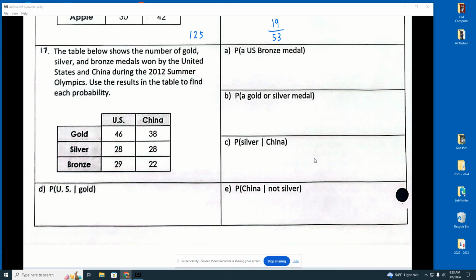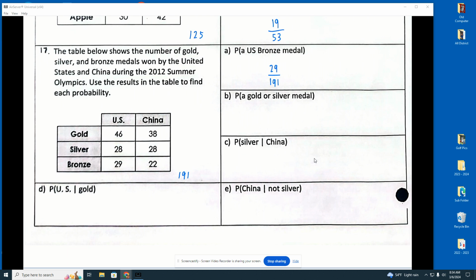It's weird. So look at A. We're finding the probability of a U.S. bronze medal. See, it doesn't zoom in on anybody. It's just focused on people who are U.S. bronze medals. So my bottom number is everybody. If I add all these up, that's a total of 191 people. So 191 is my bottom number. Now, of everyone, how many are U.S. bronze medal holders? That's 29 out of 191. Okay, so that's done. Let's do the next one.